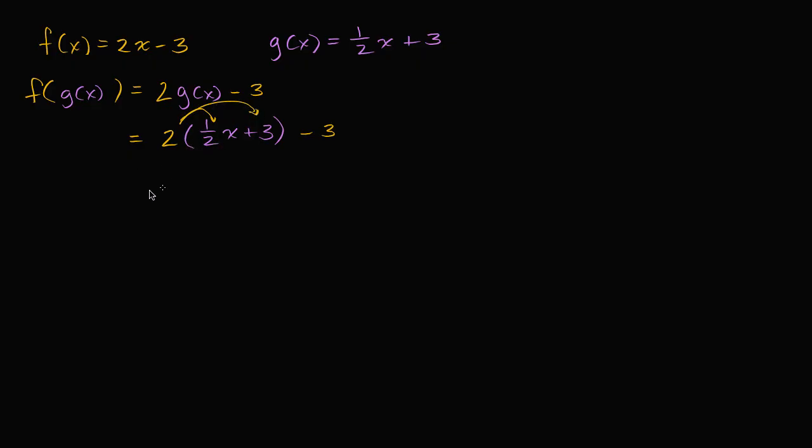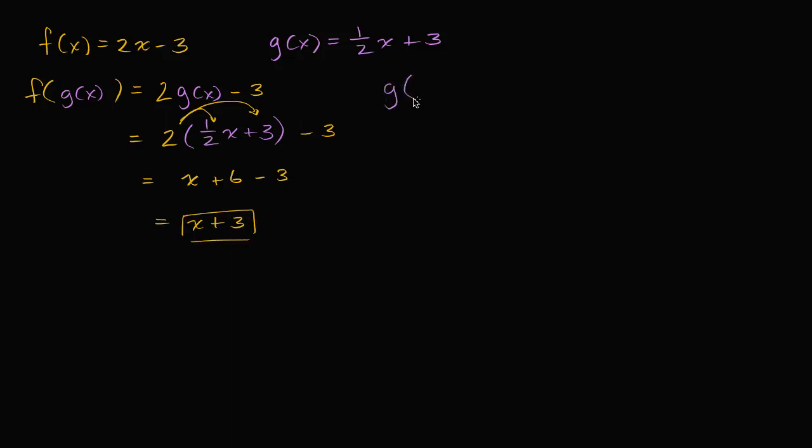2 times 1/2 x is just going to be equal to x. 2 times 3 is going to be 6. So x plus 6 minus 3. And so this is going to equal x plus 3. All right, interesting. That's f of g of x. Now let's think about what g of f of x is going to be.